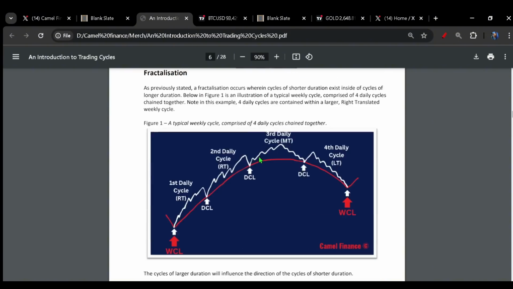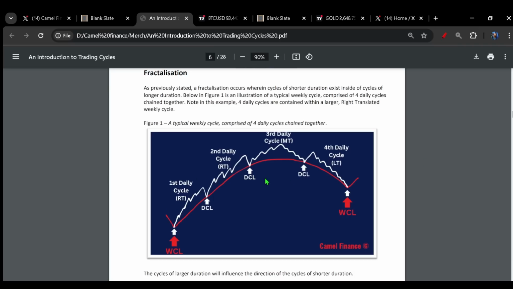The next thing I want to talk about is fractalization and chaining together daily cycles to give us larger order degree cycles. So in the red, we've got weekly cycle lows, and you'll notice by chaining together 1, 2, 3, 4 daily cycles, that gives us a larger order degree cycle. In this case, if we chain 4 daily cycles together, we get 1 larger weekly cycle. Now, this same fractalization occurs on all time frames. So whether these white arrows are daily cycles or hourly cycles or weekly cycles, the concept is still the same.